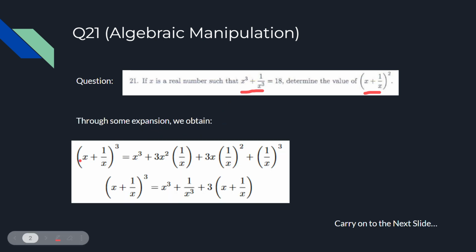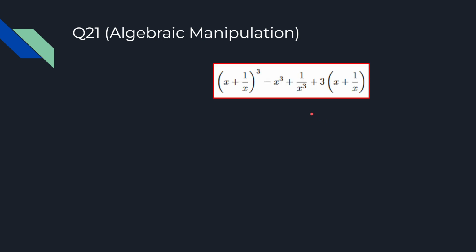So if I expand x plus 1 over x, cubed, using the binomial series, I actually obtain this result over here. And if I simplify it a bit, I get x cubed plus 1 over x cubed, which is actually this term over here. And then x plus 1 over x, I obtain thrice, right? So I found a nice relationship between these two things. So this is the equation we found at last slide.